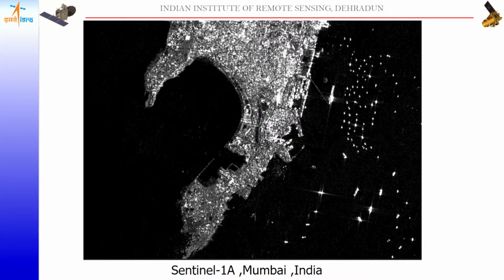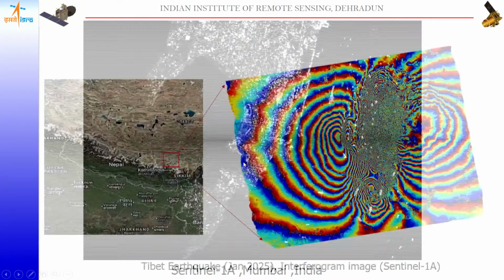In this image, at around 20 meter GSD, you can see how we can see different ships of different shapes, and how the urban settlements have different high backscatter.